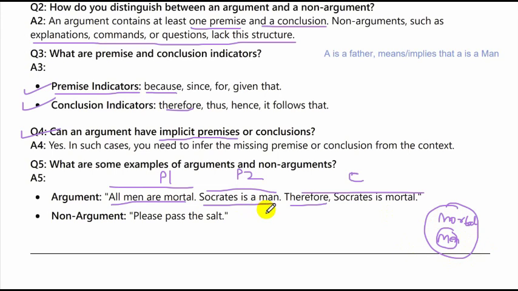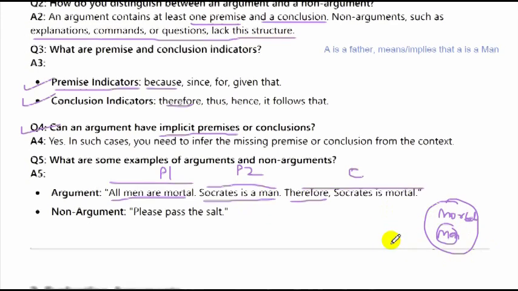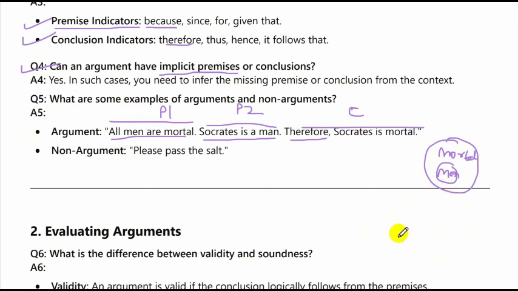And Socrates is a man. So now we have to do another Venn diagram. First we have to do Socrates. Socrates comes under the man. Socrates and man are in one class. Socrates is a man. Therefore, and this man is coming in the mortal category, mortal class.